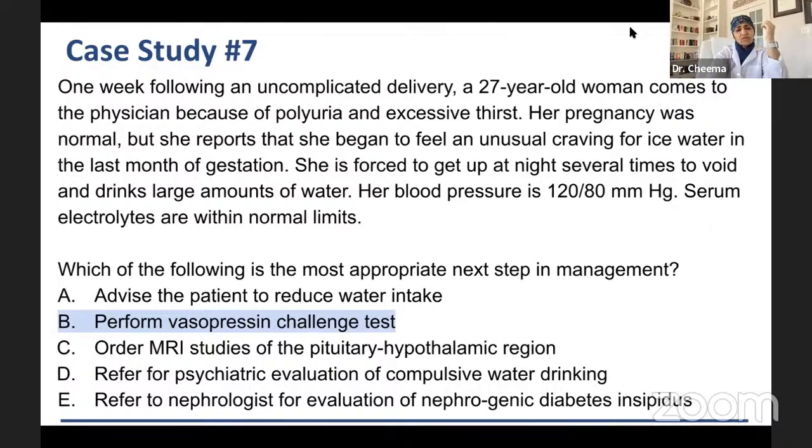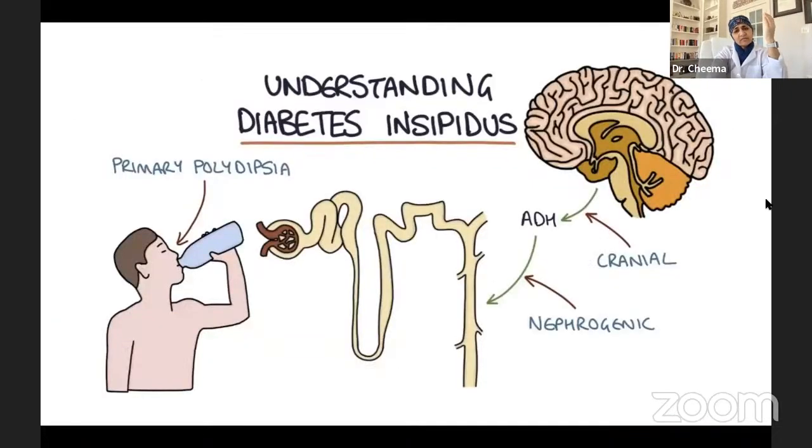And choice E, evaluation for nephrogenic diabetes insipidus, is the next appropriate step if the patient does not respond to the vasopressin challenge test. So, is the diabetes insipidus central or nephrogenic? Nephrogenic diabetes insipidus is in fact due to resistance of the renal tubules to the action of vasopressin. Basically it's a hereditary X-linked form of disease and is usually associated with hyperuricemia as well.